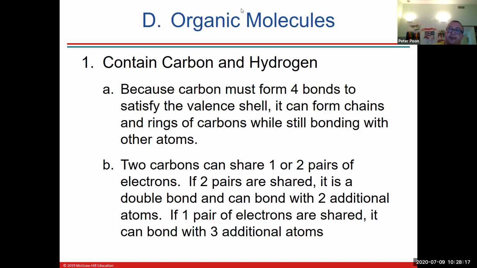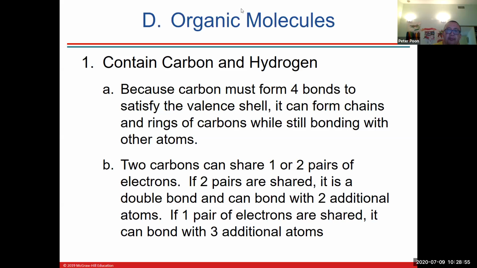Organic molecules, okay? By definition, something that's organic has to contain two things, carbon and hydrogen. Carbon can form 4 bonds to satisfy its valence shell. Carbon cannot form any type of ionic bond. They only form covalent bonds, so they have to form 4 covalent bonds.